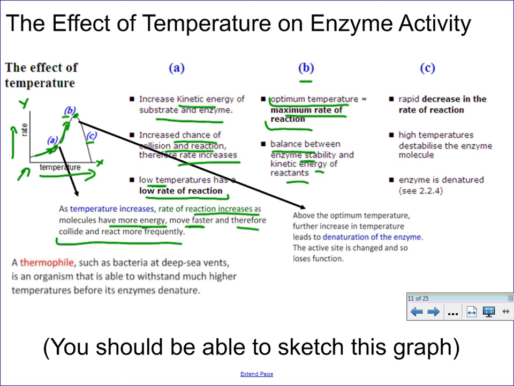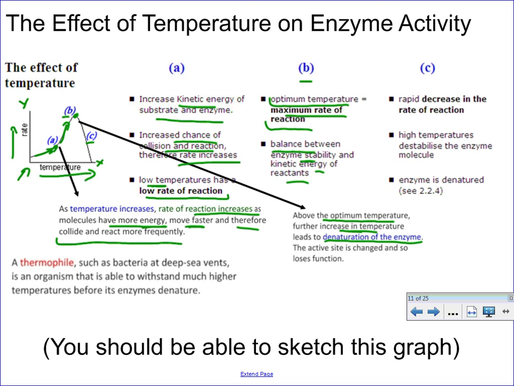We want to continue giving our reactants more energy, but we have to keep in mind that as the temperature increases, we are starting to disrupt the R group interactions of the enzyme. As you keep increasing temperature and go beyond the optimum temperature, further increases in temperature will lead to the denaturation of the enzyme.